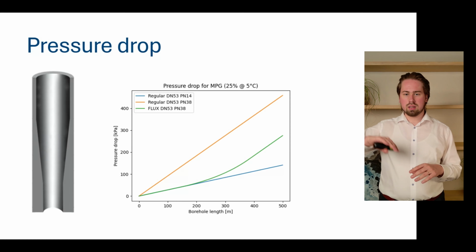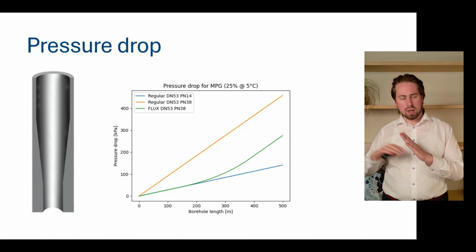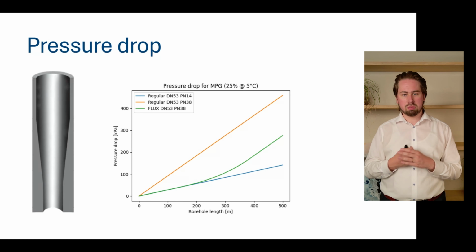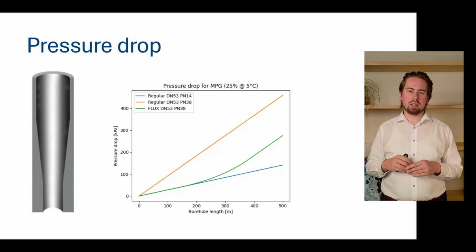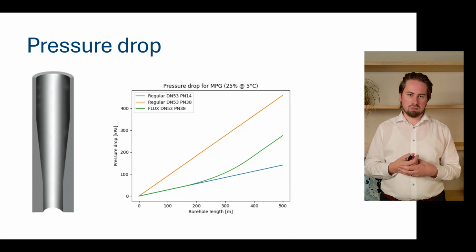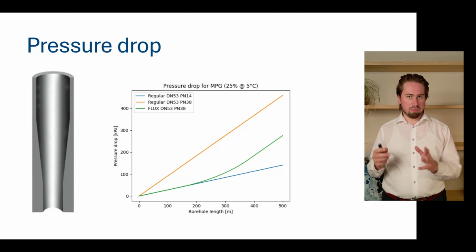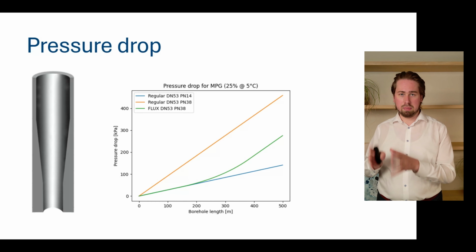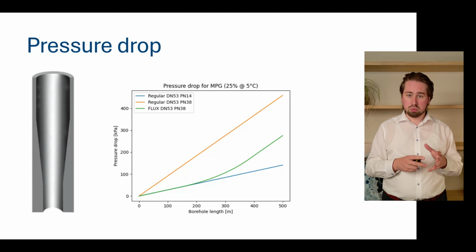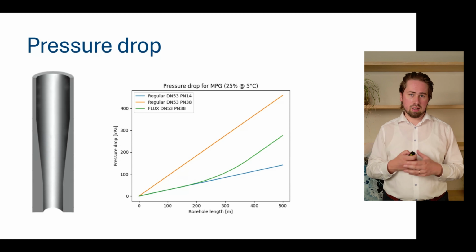So it takes a couple of extra borehole meters in order to see the deviation away from the regular PN14 probe, and after a while it starts running in parallel with the PN38 probe. But what is important is that when you say I want a pipe with a pressure rating of PN38, if you have the flux probe instead, you will have a lower pressure drop across the whole range of borehole depths as well as flow rates.